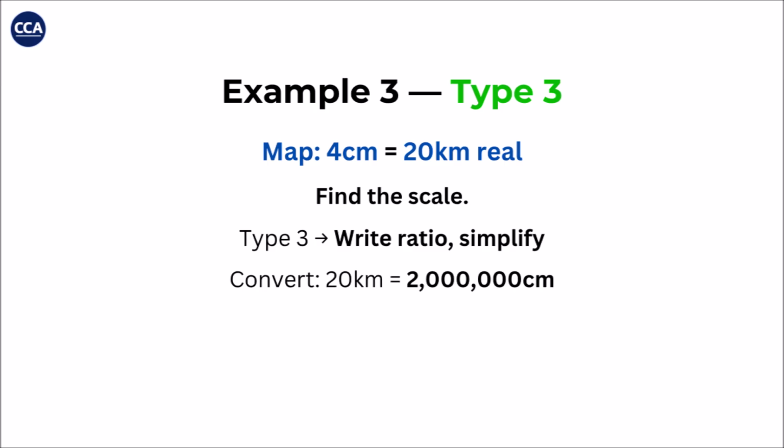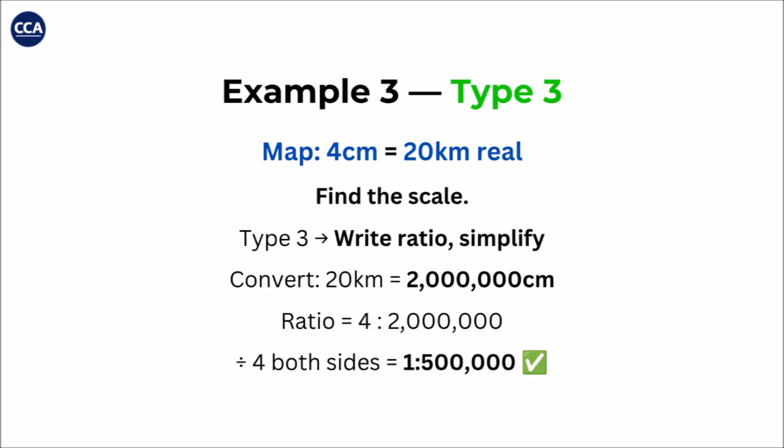20 kilometers equals 2 million centimeters. Scale equals drawing to real. 4 to 2 million. Simplify by dividing both by 4. 1 to 500,000. The scale of the map is 1 to 500,000. This means 1 centimeter on the map represents 500,000 centimeters, or 5 kilometers in real life.